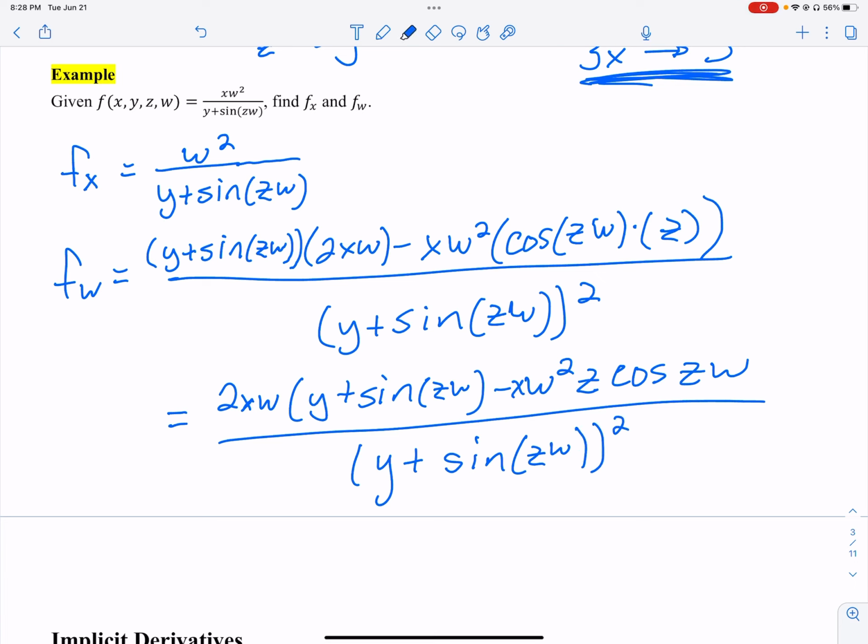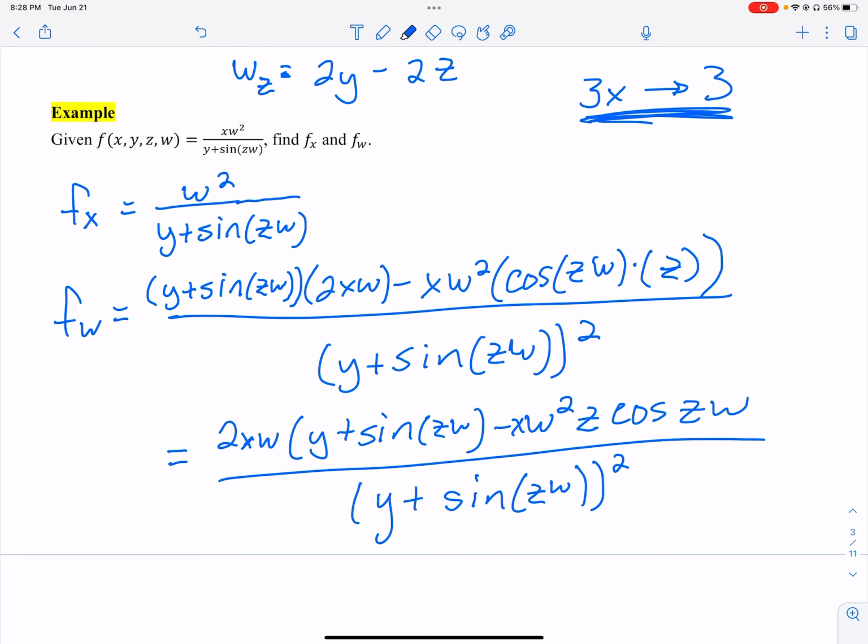Please fight every urge to do that. Please do not cancel those. You can't. They have to be in all 3 terms. So that's how you take a partial derivative. Get some practice under your belt, do a bunch, because you're going to be breaking a habit that you've already formed. So there we go.